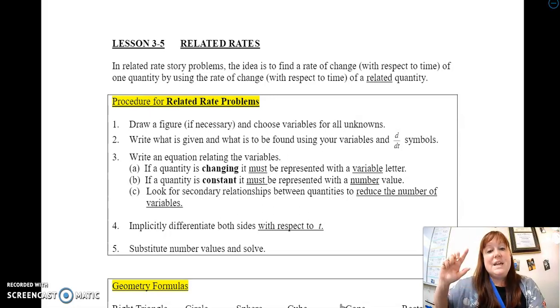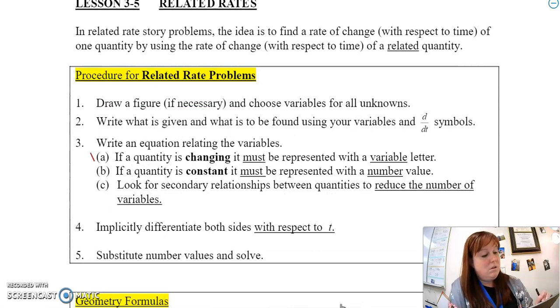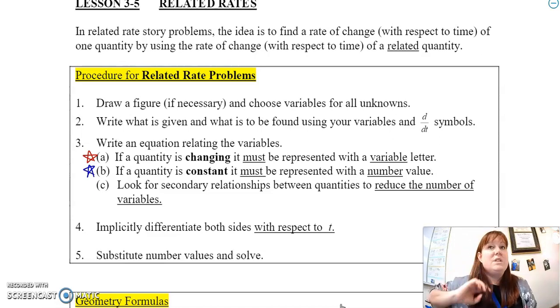relating the variables. If a quantity is changing, this is super important. If a quantity is changing, it has to be represented with a variable. If a quantity is constant, it has to be represented by a number, okay? So say we're talking about a cone, oftentimes these talk about water draining out of a cone shape vessel of some sort. So we have this water draining out, and the height is changing over time, so that needs to be a variable, okay?